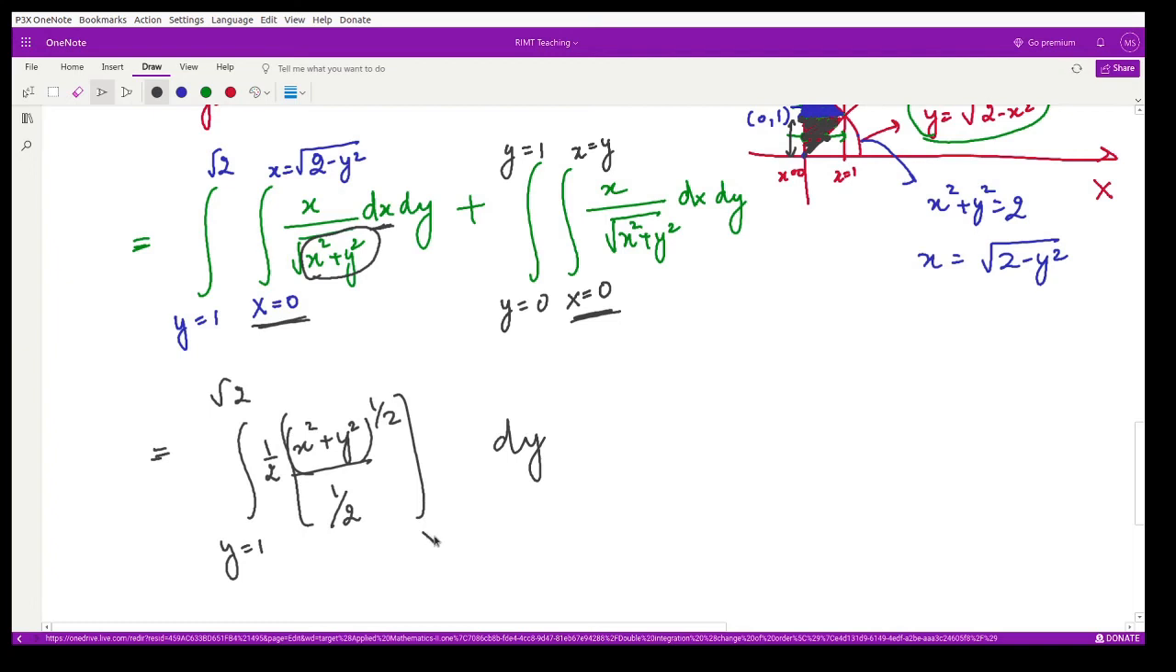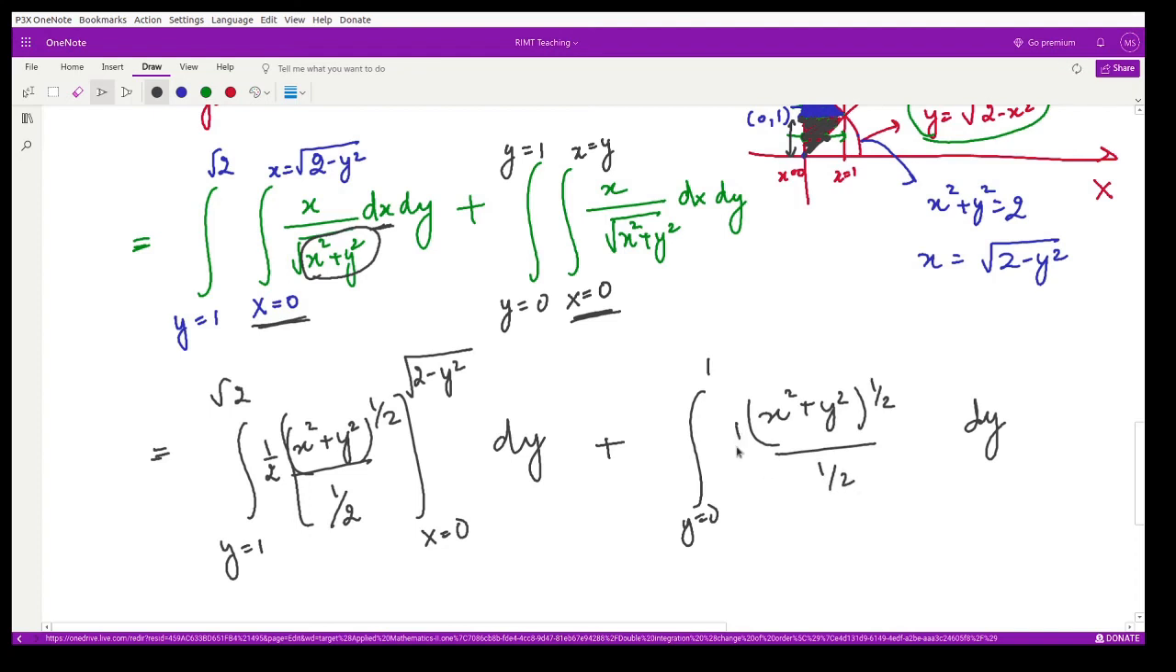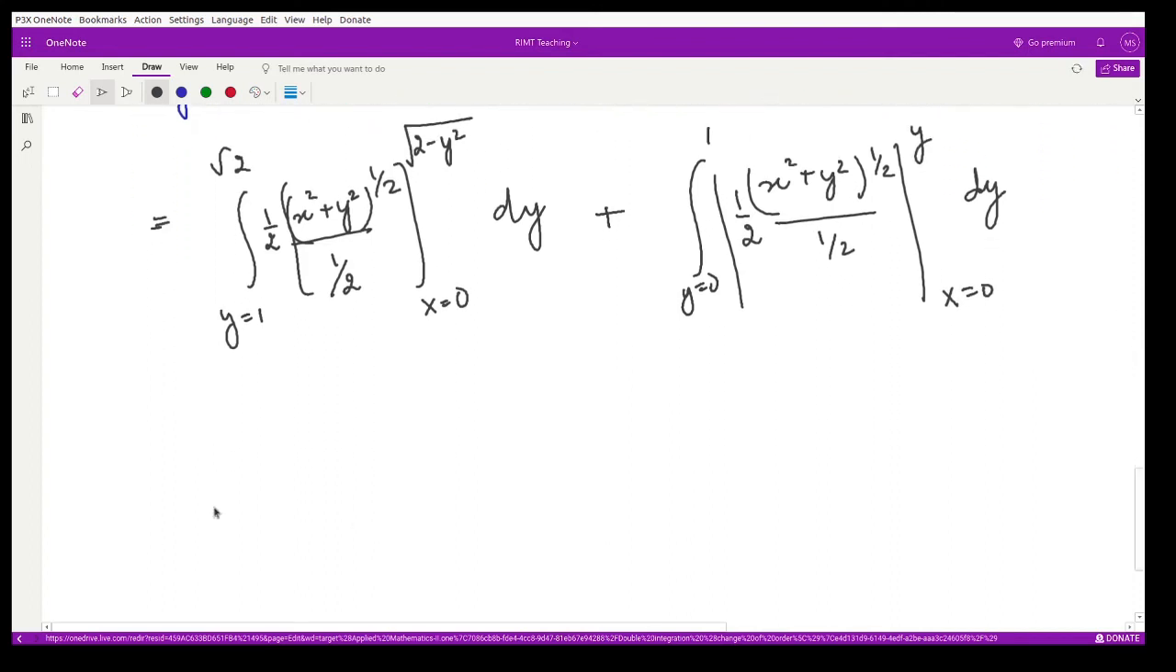and the value of x varies from 0 to square root of 2 minus y square. And the second limit, y would be from 0 to 1 dy, and its integration would also be the same. It would be x square plus y square raised to power 1 by 2 divided by 1 by 2 into 1 by 2. So you can substitute the limits. Here x varies from 0 to y. So when you substitute the limits, in this case, this 1 by 2 cancels, this also cancels. So we have y from 1 to square root 2.